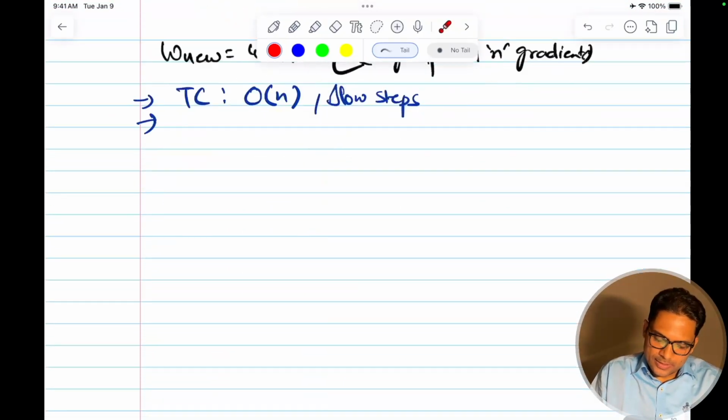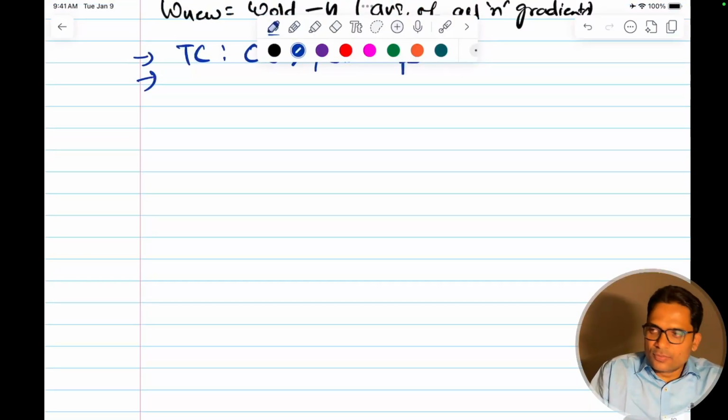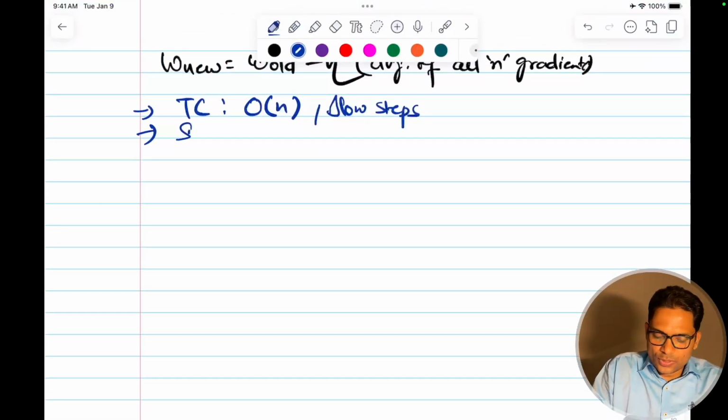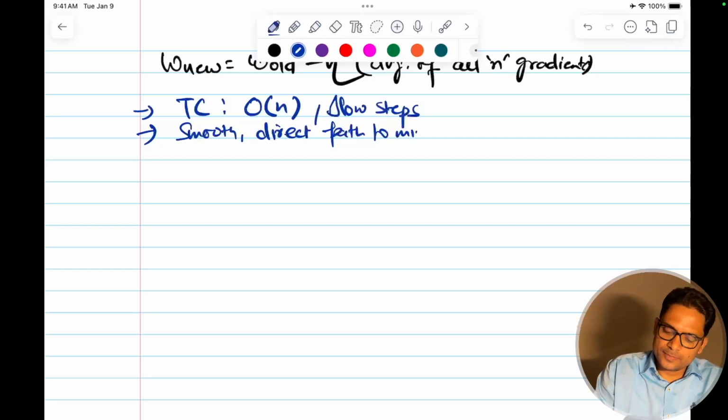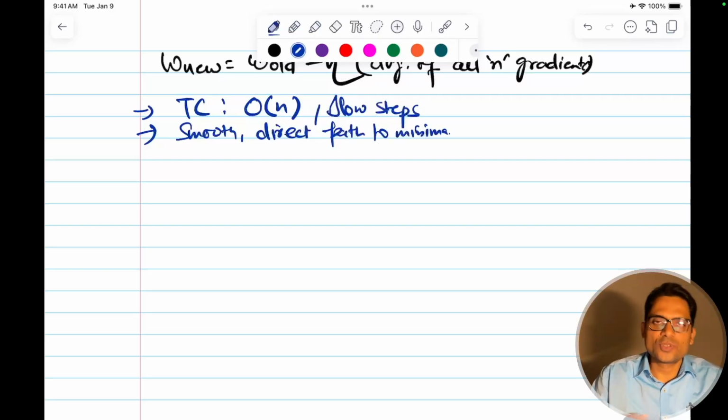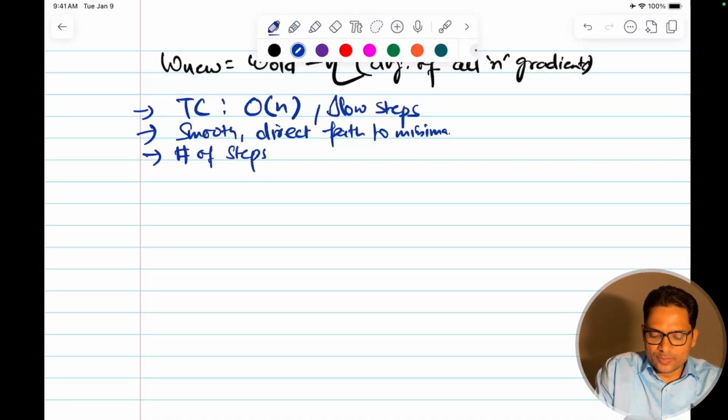Okay, so finally we'll converge. It will be a smooth and direct path to the minima. So I'll reach the minima smoothly and directly, and the number of steps to reach the minima is minimized.